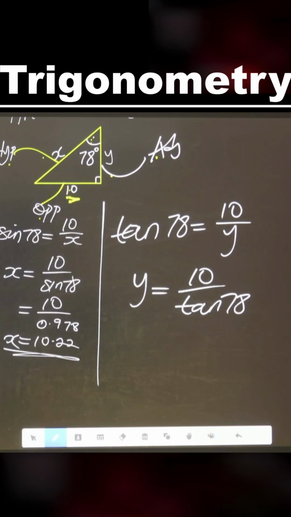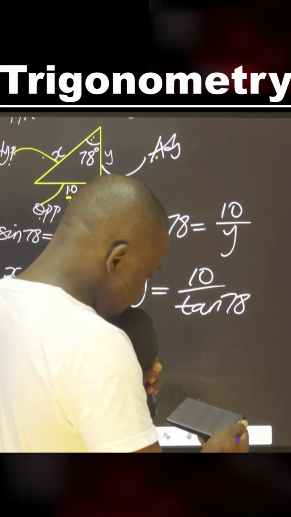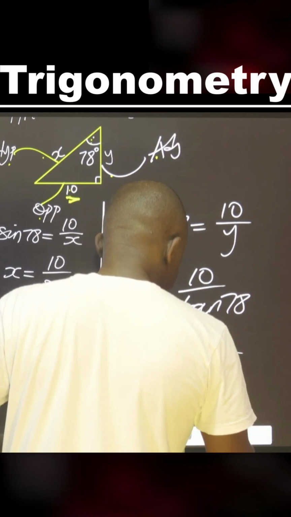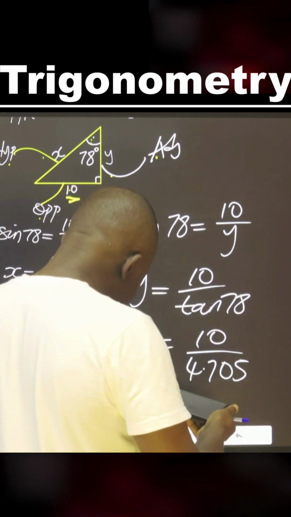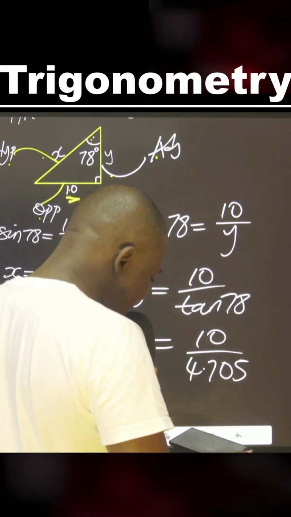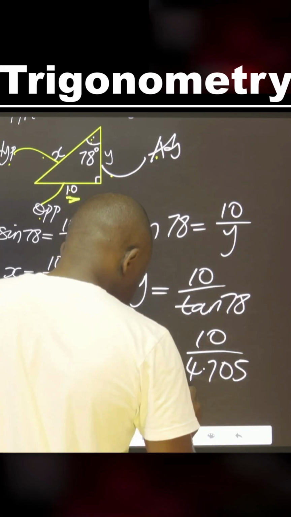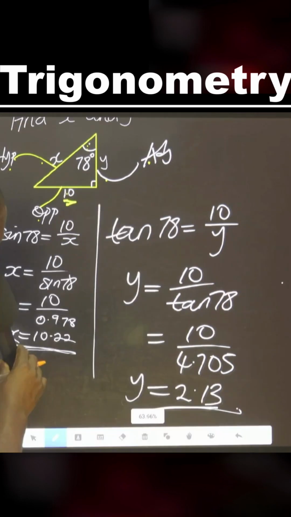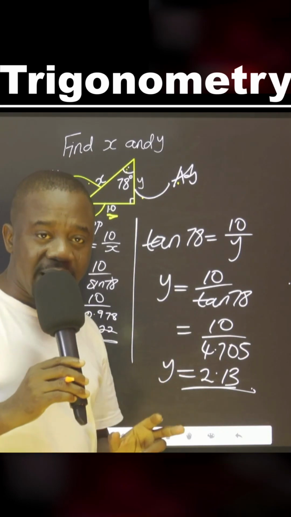Now let's use calculator again. What is tan 78? That is 4.705 approximate. Then we are going to divide now. 10 divided by this, we have 2.13. So as you can see, these are the values of S and Y.